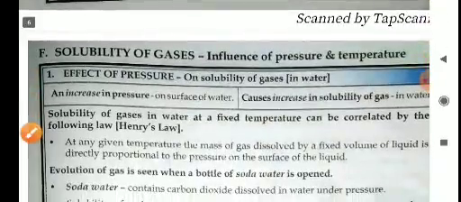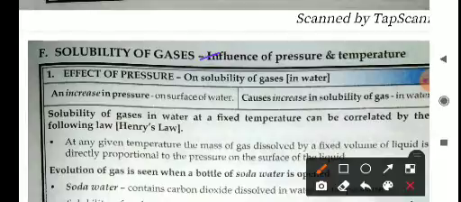Now come to the solubility of gases: the influence of pressure and temperature. So, the effect of pressure on the solubility of gases in water. An increase in pressure on the surface of water causes an increase in the solubility of gas in water. This means the pressure is directly proportional to the solubility of the gas in water.